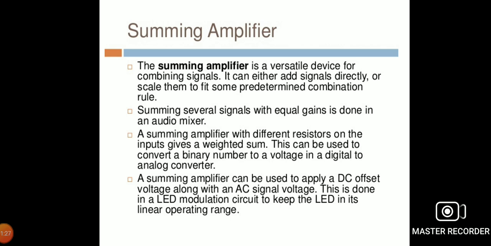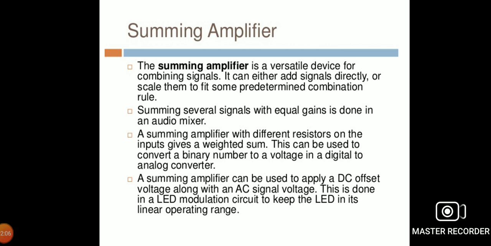It is a versatile device for combining signals. It can either add signals directly or scale them to fit some predetermined combination rule. Summing several signals with equal gain is done in audio mixers. The summing amplifier with different resistors on the inputs gives a weighted sum. This can be used to convert a binary number to a voltage in a digital to analog converter.